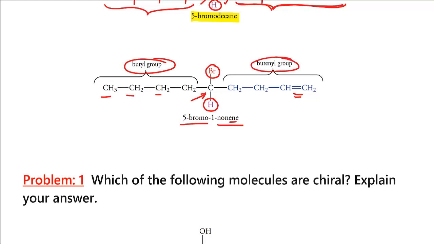Now see, this side I have 4 carbon, and this side I also have 4 carbon, but what is the difference? The difference is that on this side I have a double bond. This makes this group and this group different. Even though the number of carbons on this side and that side is the same, this side has a double bond, the butenyl group, and this side we have a butyl group, and that's why this carbon is a chiral carbon. So for different groups, this is a chiral carbon.